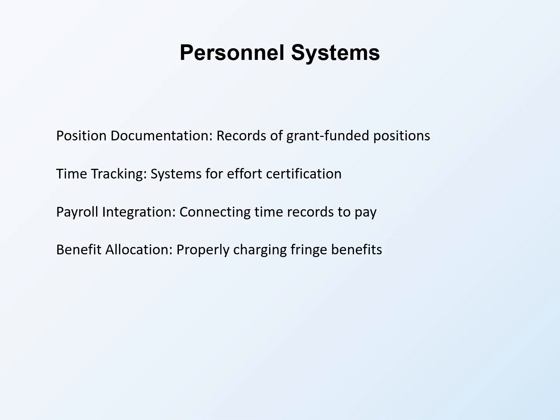Personnel costs require robust systems for documentation and tracking. Since personnel is often the largest budget category, these systems deserve careful attention. Position documentation maintains records of grant-funded positions. Document job descriptions, salary rates, and percentage of time committed to the grant. This documentation supports the personnel costs charged and demonstrates appropriate allocation.